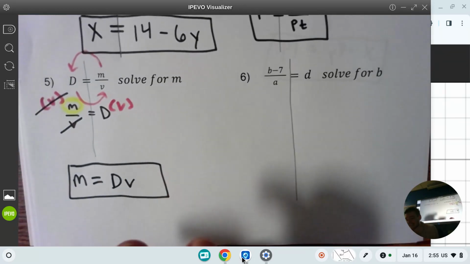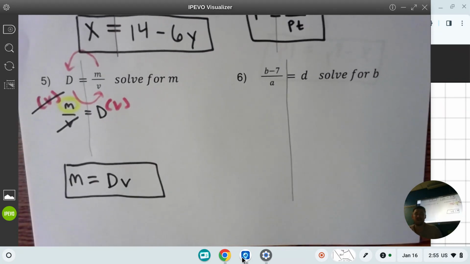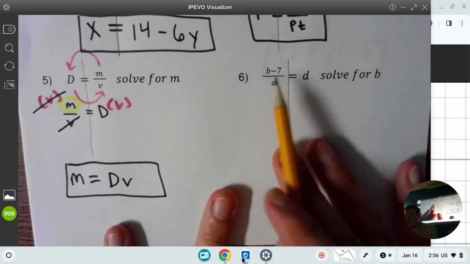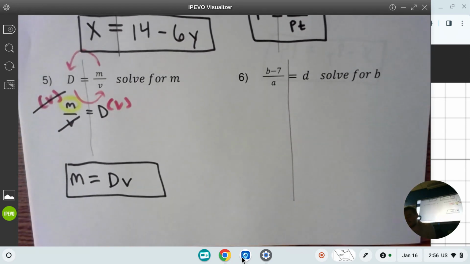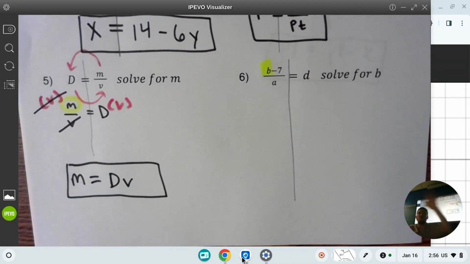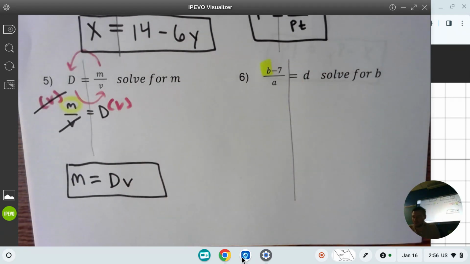So, the final question. This is the last notes you might ever hear Mr. Collier ever teach you ever in your whole life. Number 6. Here's the B. We want to solve for the B. Do we need to flip the whole question around? No, because the B is already on the left. So we're looking pretty good.